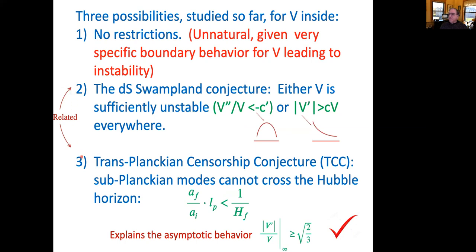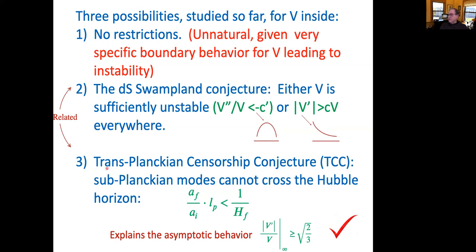Instead, some proposals have been made over what can happen inside. One proposal is called the De Sitter-Swampland conjecture, which says that this condition, V prime is always bigger than a constant times V, appears to be still true inside, except that if it gets violated, it's only violated by unstable situations. That is, you could have a situation where V prime is actually zero, like the top of this potential, but is sufficiently unstable. That is, V double prime over V is sufficiently negative. So you don't get a metastable De Sitter in this way, but unstable De Sitter.